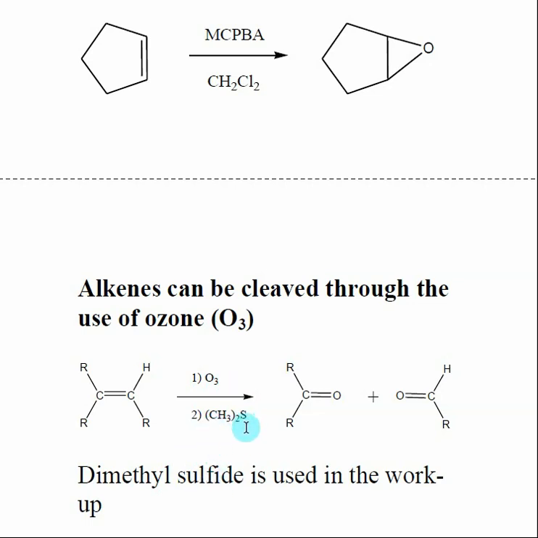And this is what we use to convert the intermediate that we form through the addition of ozone. This is what turns it into our actual products here. We'll look at the mechanism here in just a second. It's kind of interesting to see how we actually break a carbon-carbon double bond, so we'll take a quick peek at that.